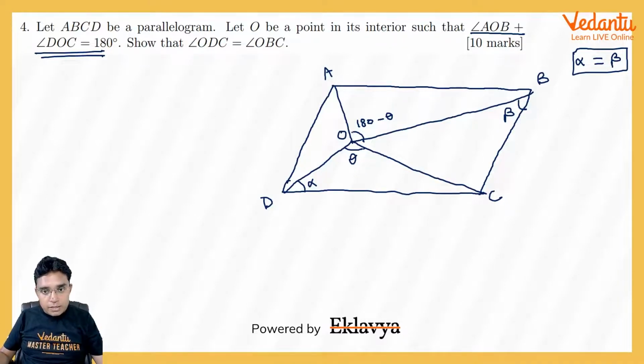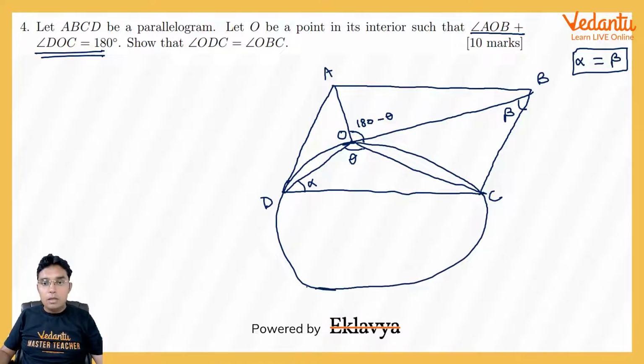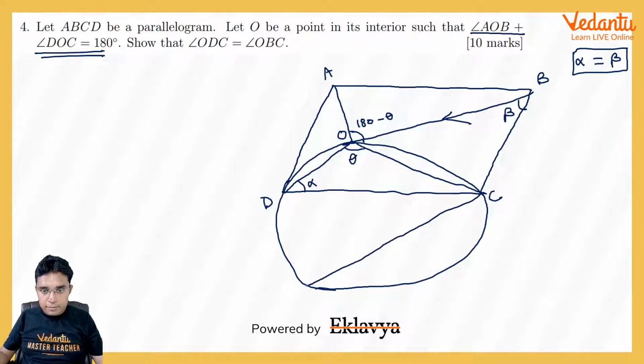Now to show you this, what I'm going to do is make a circle that will pass through O, D and C. From any 3 points which are not collinear, we can always draw a circle. Now if this is a circle passing through O, D, C, then a small construction will help us. If I draw a line parallel to OB from C like this, and then join D to this point, and let us call this point E, this angle has to be 180 minus theta.